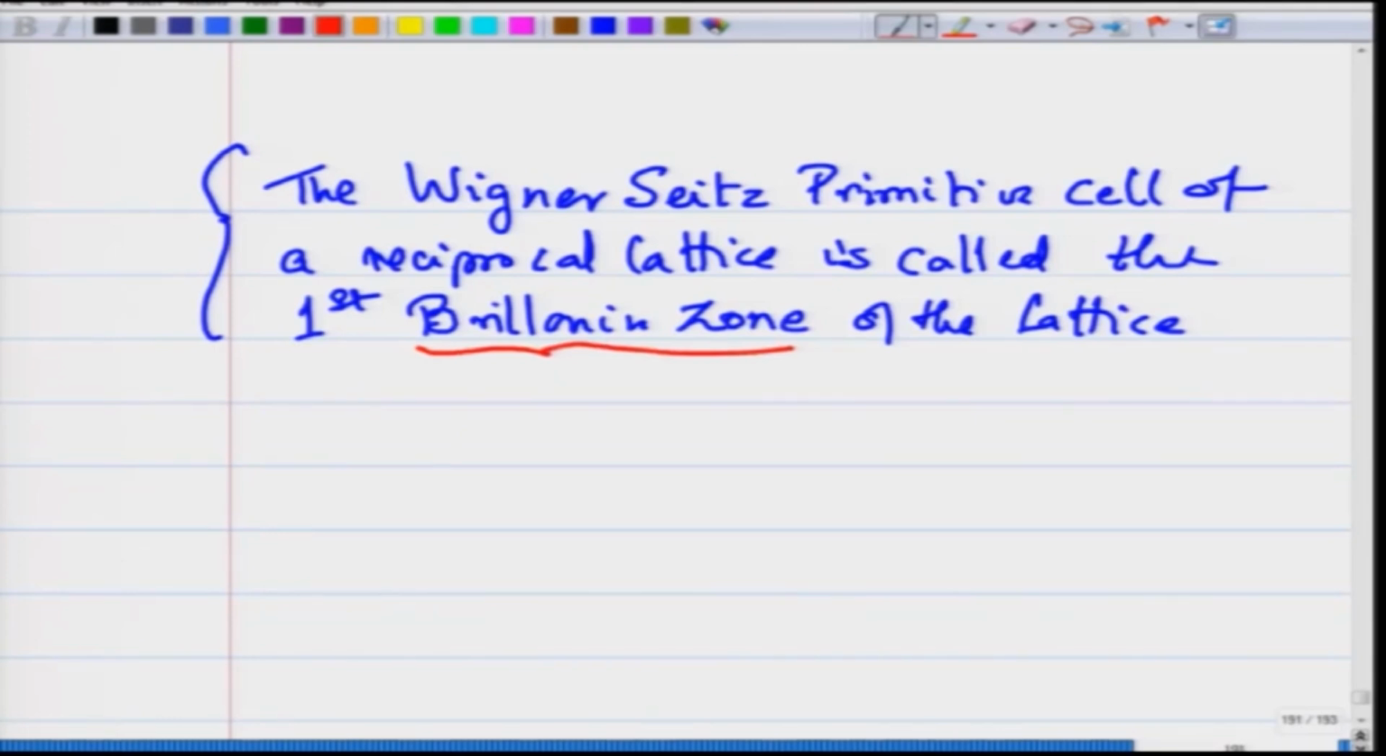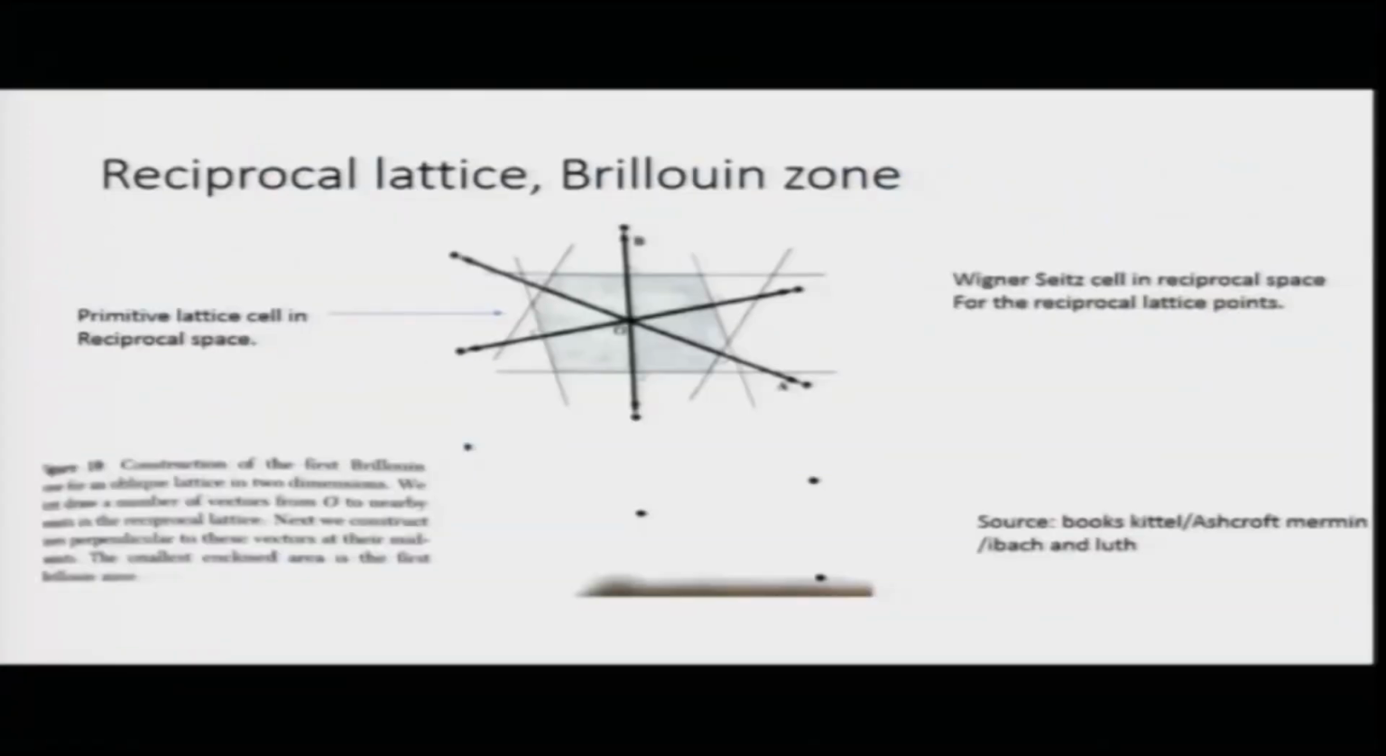So, let us look at an example. Here in the reciprocal lattice, we will look at the first Brillouin zone. This is the reciprocal lattice of an oblique lattice. These are the reciprocal lattice points of an oblique lattice.